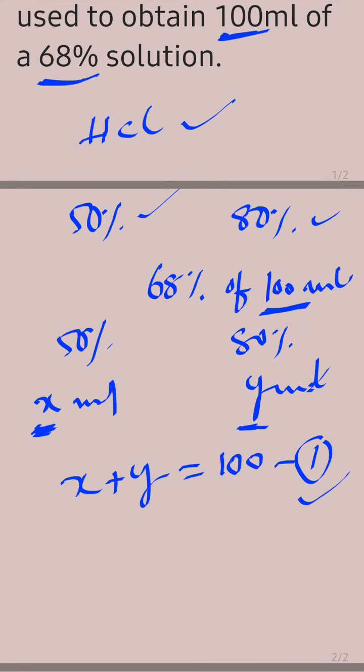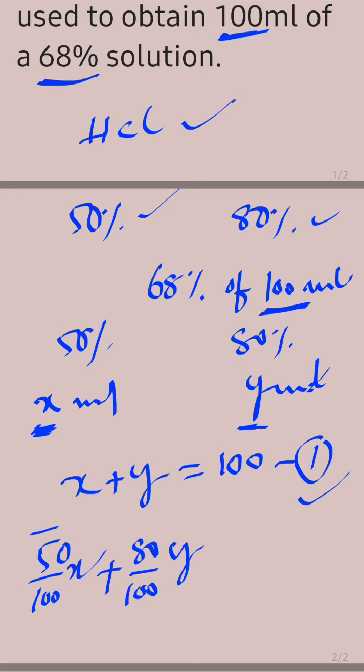So how do we get the second equation? A pair of equations means two equations we need. To get the second equation, if we add 50% of X ml and 80% of Y ml, we should get 68% of 100 ml. This is the equation. Here it is very important. Most of the students are confused at this point.